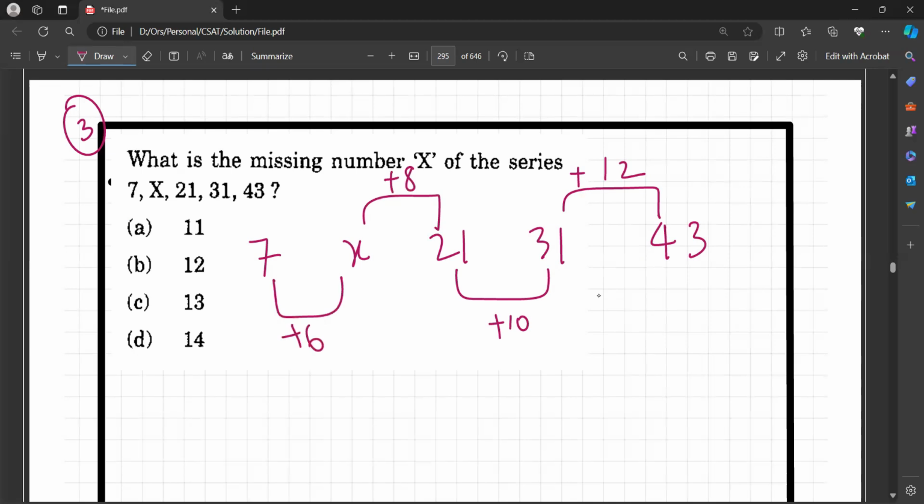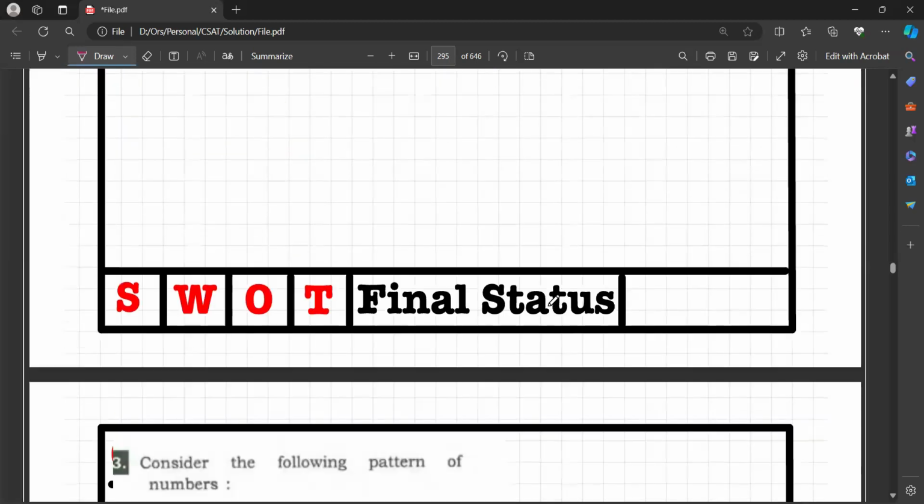Is it a right fit? I don't know. Let me check. Can I find x as 13? Yes. 13 plus 8 is 21. Yes. Now you can see a pattern. The difference increases by 2. Clear? So I got the answer here. So your answer would be 13. Coming to the next problem.